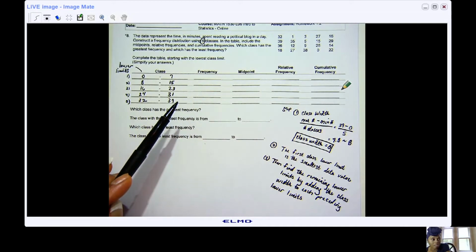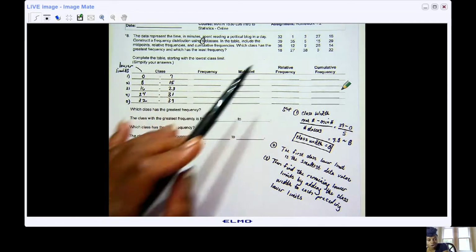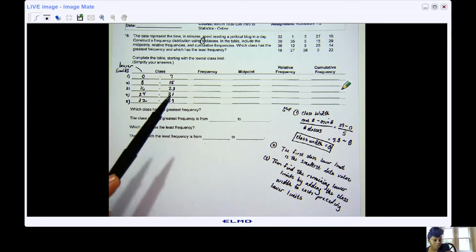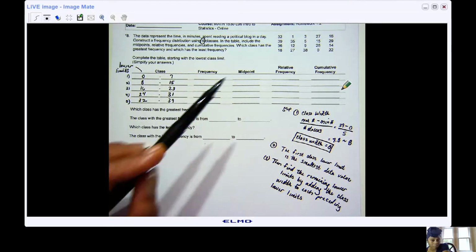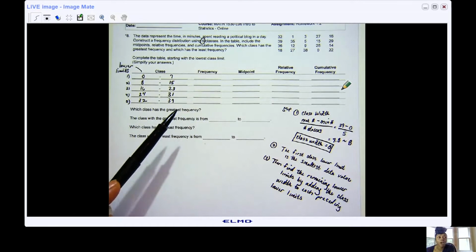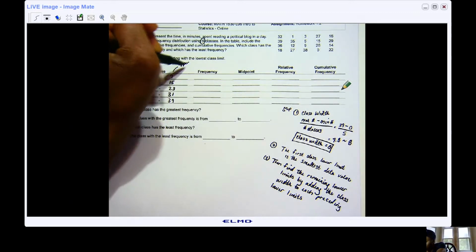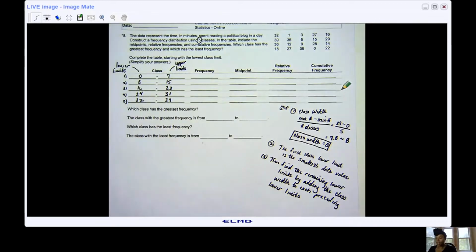Remember, sometimes your classes can be a little big, just so long as it ensures that every data entry will fit into a class. This one is actually spot on. It's perfect because our largest entry is 39 and it ended with 39, but that will not always be the case. So now you've got all your upper limits, and now you're ready to complete the table. That's the hardest part, honestly. The rest of this is kind of tedious.